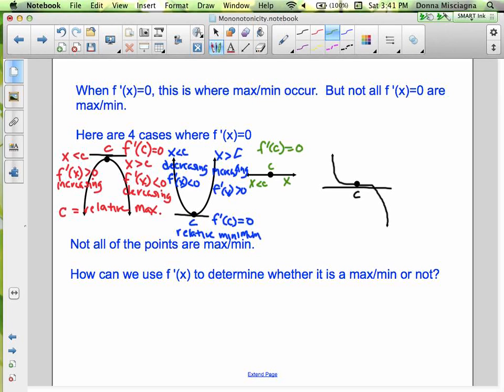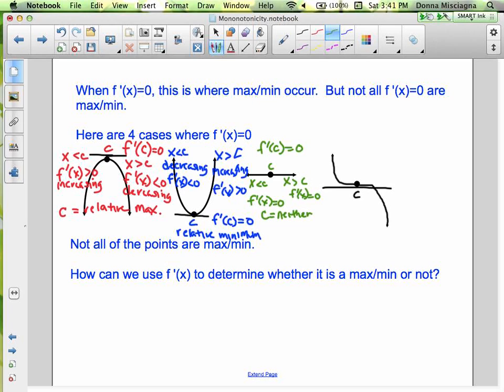For values of x less than c, the derivative is 0. And for values of x greater than c, the derivative is 0. So there's no change to the derivative for values less than or greater than our value of c. That means c is not a relative max or minimum. So c is neither. Not a max, not a min.